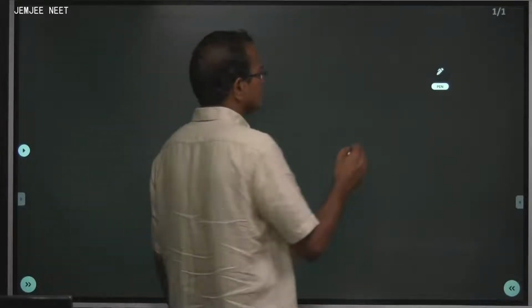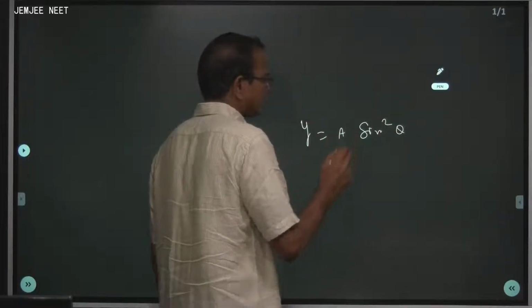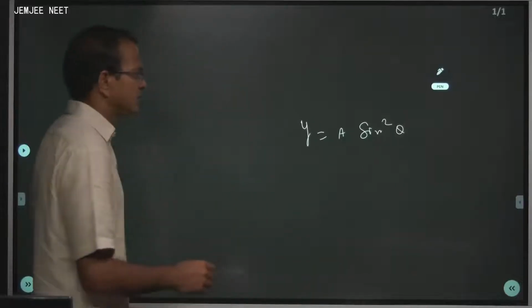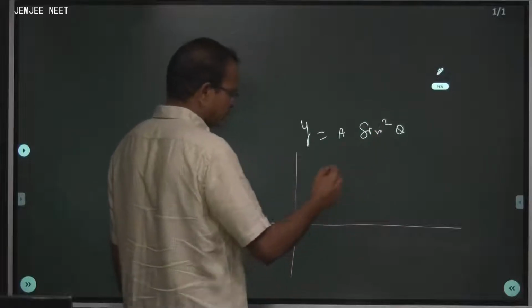Suppose y is equal to a sin square theta. No, it is not a simple harmonic motion. This has been discussed a lot in our textbook. How? Because if anybody draws the graph for this, the graph will come like this.